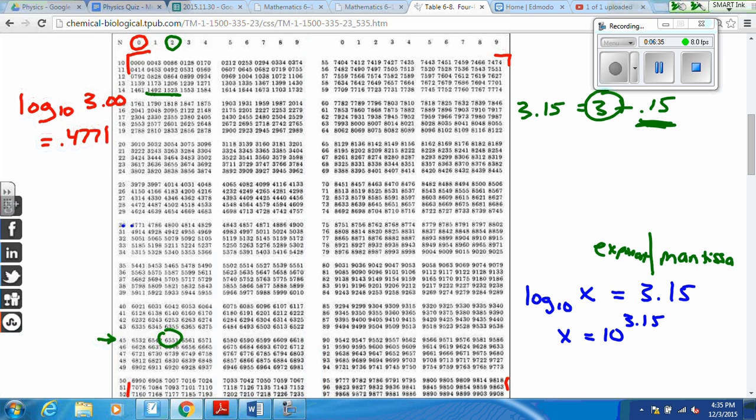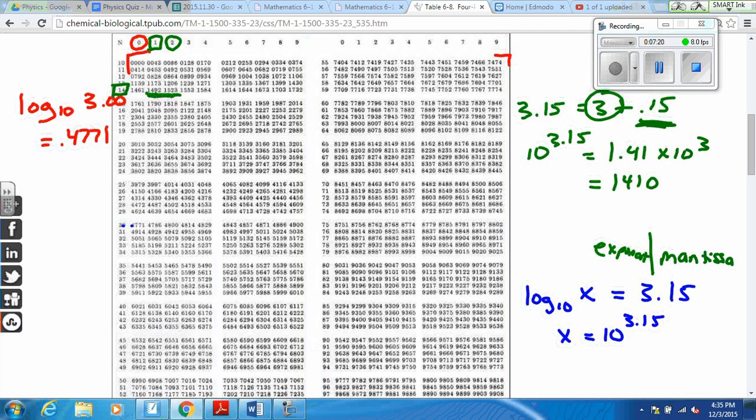I scan along for the number or numbers that are closest to 0.150. I've got 0.1492 here and 0.1523 there. 0.1492 is the closest, and so the 3.15 is going to be equal to 1.41 times 10 to the third, or 1410. So that's how this table was used. It was used to look up logs, and it was used to reverse that process to compute powers of 10.